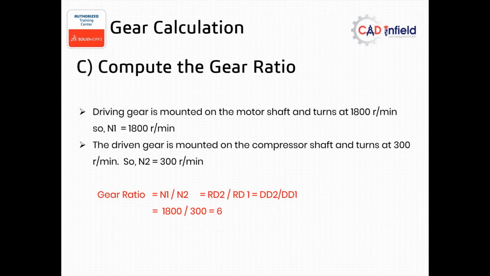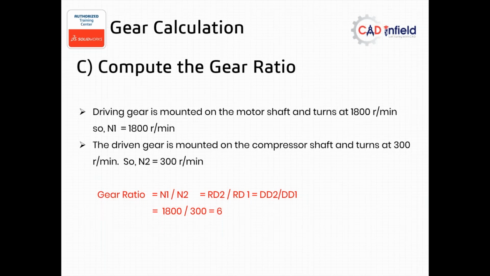So we have taken 1800 divided by 300. I have taken driving divided by driven, so for the entire calculation I will use the same formula. If it is in terms of teeth, I will use it in connection with this. So my 1800 is my driving and 300 is my driven one. So I got the reduction ratio.